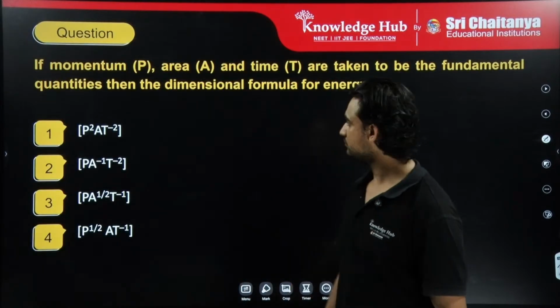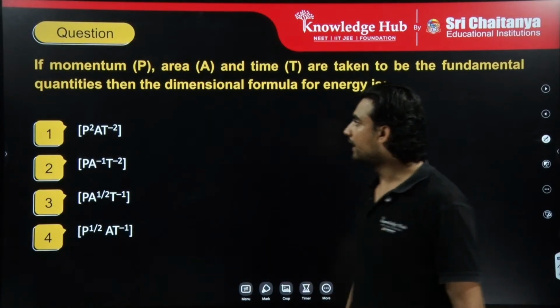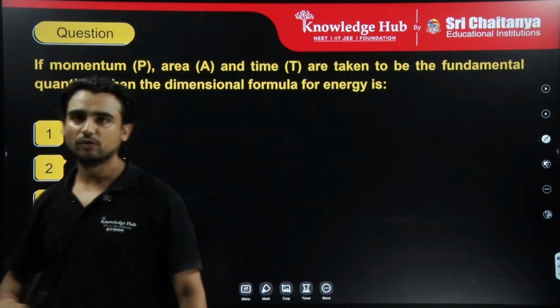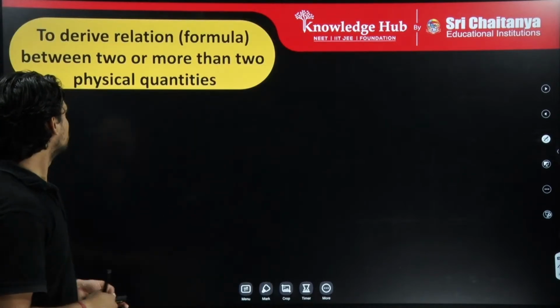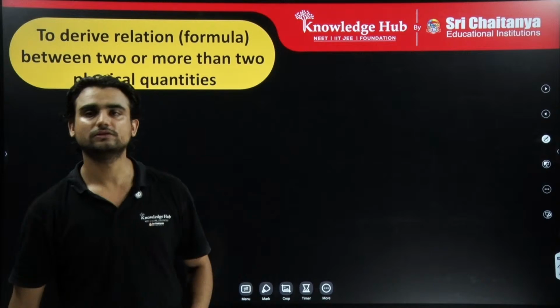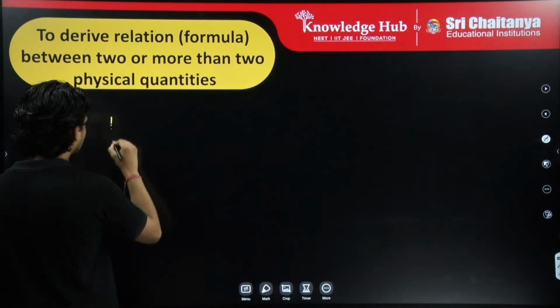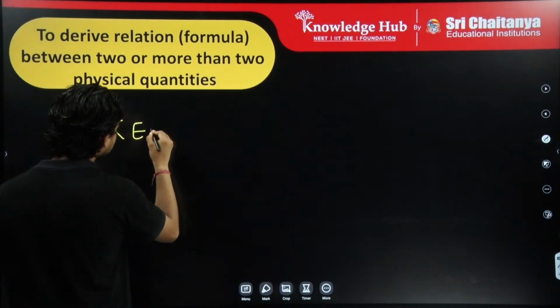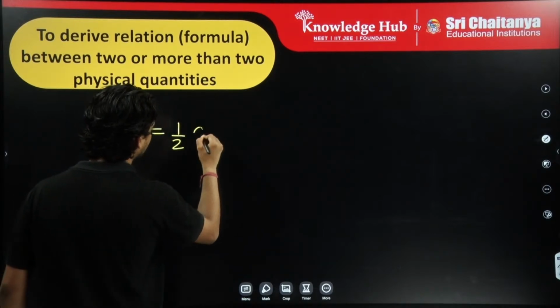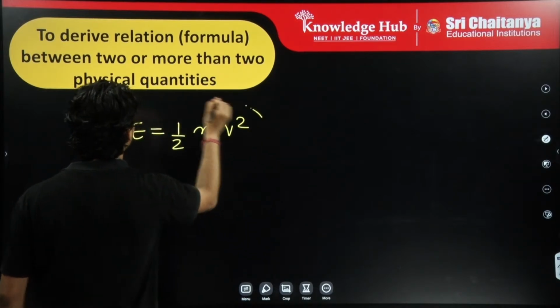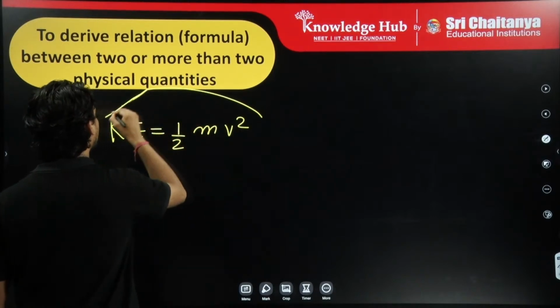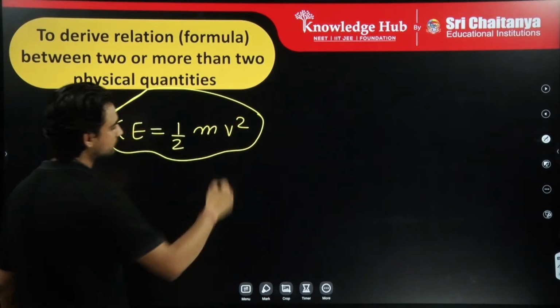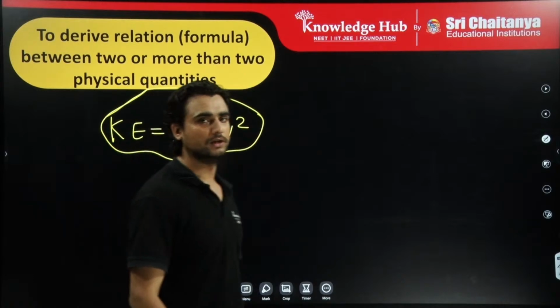So let's see. What kind of formula do I want to say? So let's say kinetic energy. Kinetic energy, I know the formula is half mv square, right? I know this formula. So what if I don't know this formula? What if I don't know this formula?